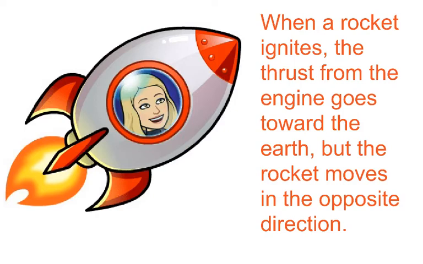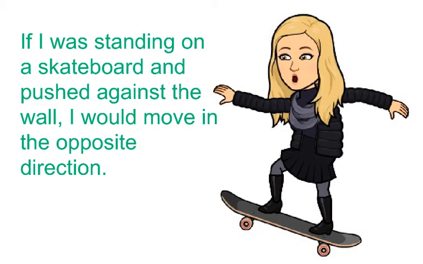Let's look at some more examples. When a rocket ignites, the thrust from the engine goes towards the earth, but the rocket moves in the opposite direction because the force from the rocket is greater than gravity. How can we move in the opposite direction? Well, if I was standing on a skateboard and pushed against a wall, I would move in the opposite direction because I would, of course, bounce off the wall and go in the opposite direction.